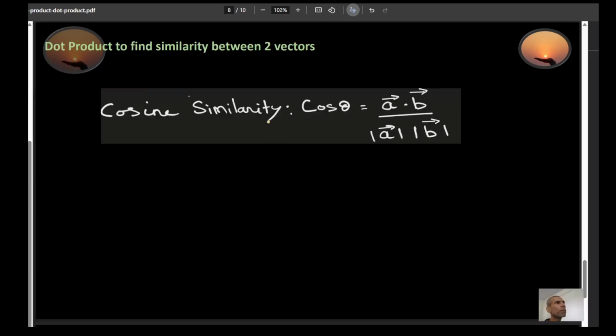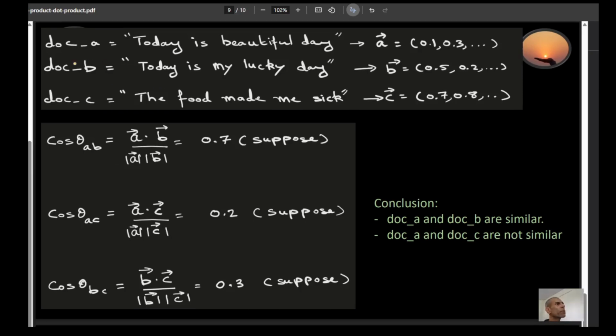And we can use dot product to find similarity between two vectors. This is the formula we use: cos theta equal to A dot B divided by magnitude of A times magnitude of B. Let's understand this through a simple example. Suppose you have three documents: document A, document B, and document C. Document A says, today is a beautiful day. Let's say you convert this into a vector, and the vector comes out to be like this. I'm just making these numbers up.